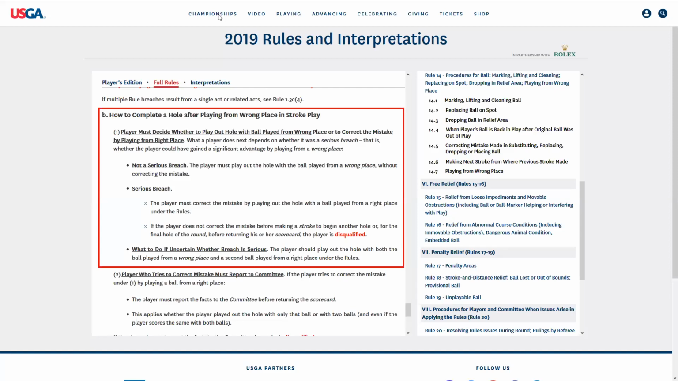So the easy one, it's not a serious breach. The player must play out the hole with the ball played from a wrong place without correcting the mistake. So you drop a ball in from a cart path, you drop it in the relief area, it rolls outside the relief area, and you play the ball. You count every stroke, and when you get done, you add 2 penalty strokes. That's all that means. 2 penalty strokes.